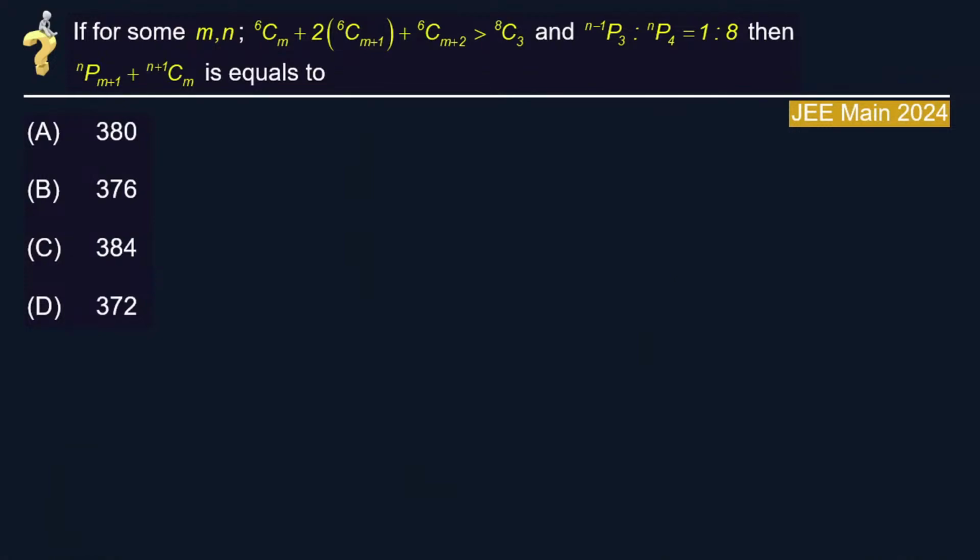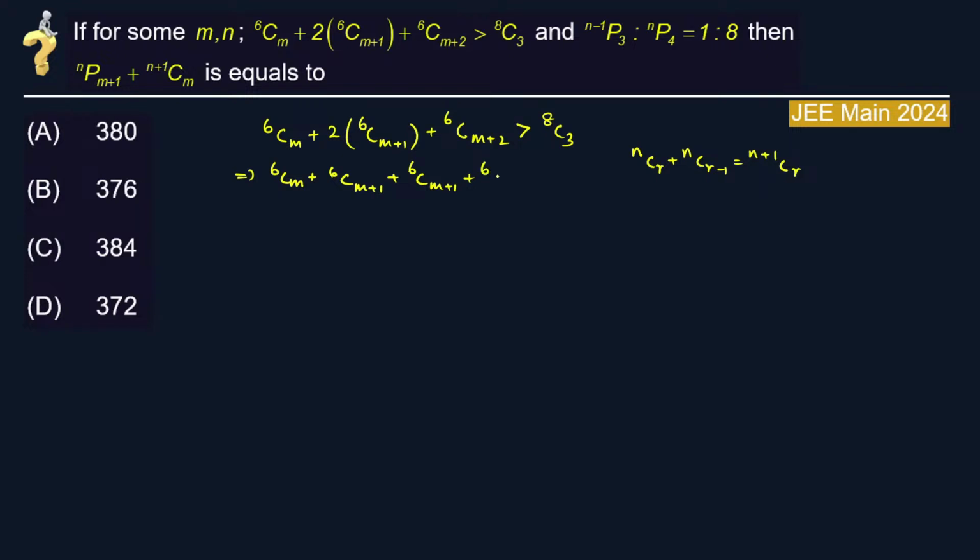This question came in JEE Main 2024 and it has been said that 6Cm plus 2 times 6Cm+1 plus 6Cm+2 is greater than 8C3. This is the first condition that is given. Now, again, we will use the property. The property will be nCr plus nCr-1 is always equal to n+1Cr. So in this case, we can write 2 times 6Cm+1 as 6Cm+1 plus 6Cm+1. Why have I done this? Because I want to use this formula.